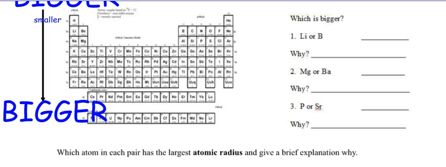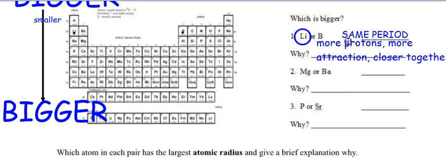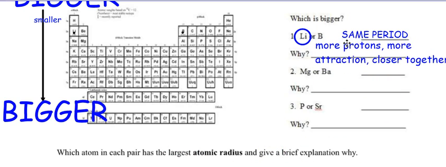Okay, welcome back. Well, first of all, what's the relationship between lithium and boron? Here's lithium and here's boron. So they are in the same period. Okay, so I'll just put it over here. So which one is going to be bigger if it's in the same period? Is it the one to the right or the one to the left? Well, hopefully you'll say the one to the left. Why? Well, boron has more protons, more attraction, is closer together. So it's not boron, is it?